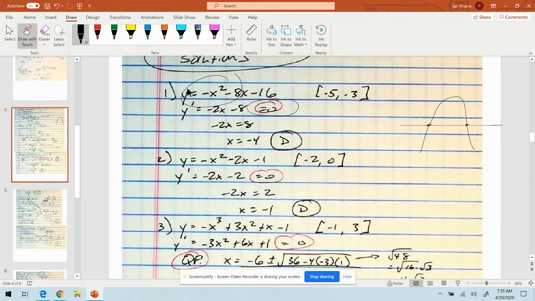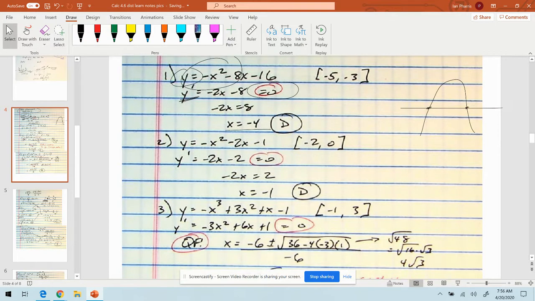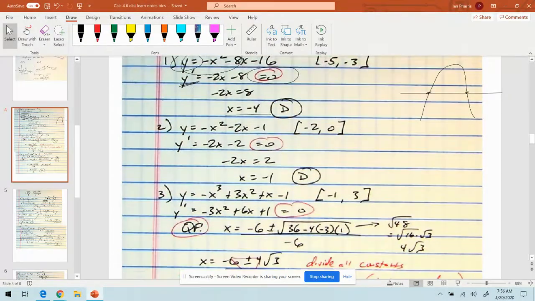So all we have to do is take the derivative of the function and then set that equal to 0 and solve. And if you set this one equal to 0 and solve, you see that the answer is -4. So these first couple are very, very simple, just straightforward. Number 1 and 2 are very straightforward.